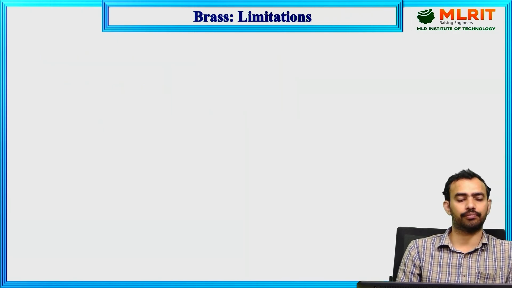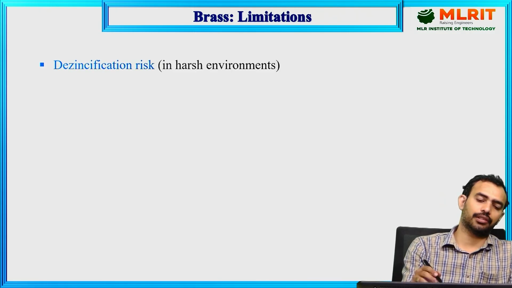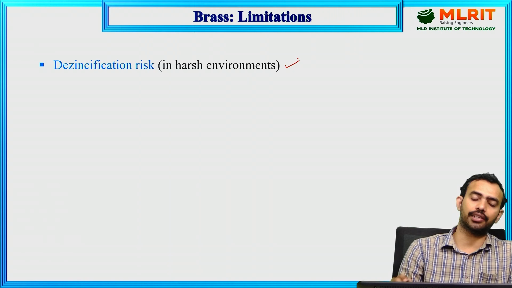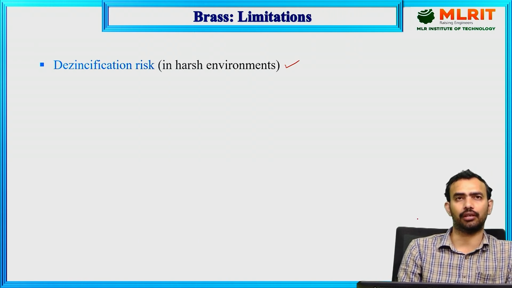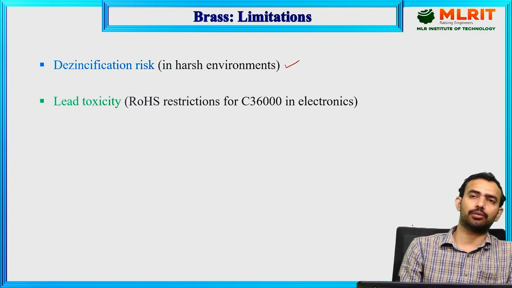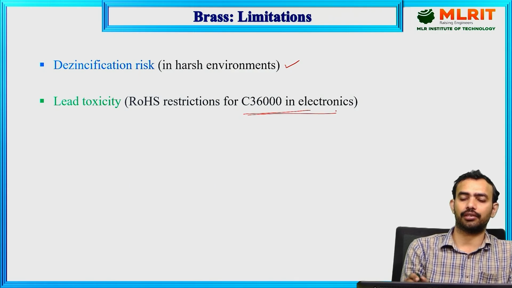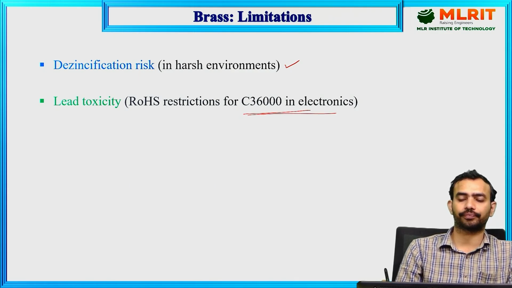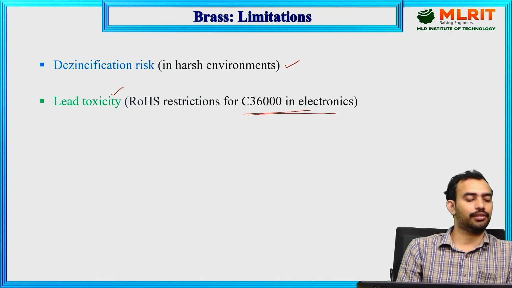These brasses have their limitations. As we have discussed, in harsh environments like acidic or chloride environments, there is a chance that zinc leaching is possible. De-zincification risks are there, and lead toxicity is also present. These restrict its applications in electronics. So it has its limitations in its applications.